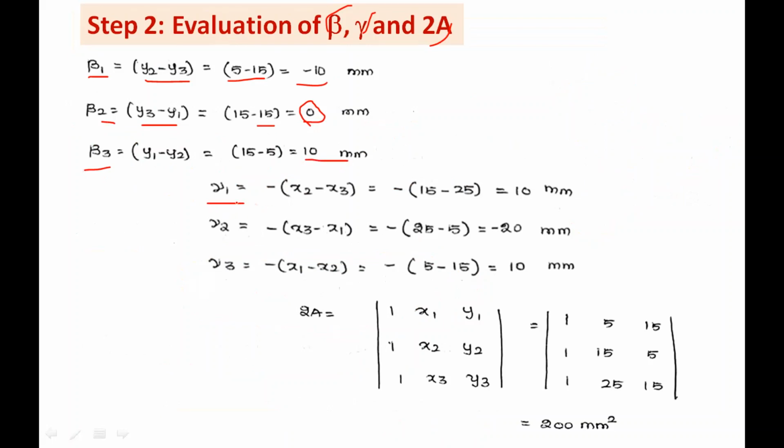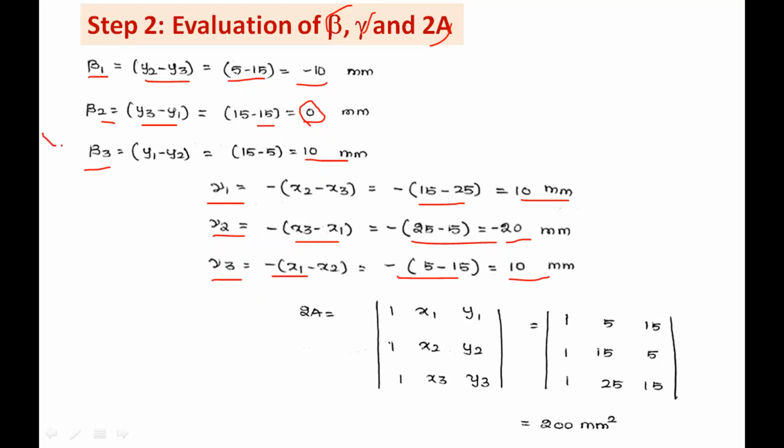Gamma 1, what is the expression for gamma? Gamma i is equal to minus of xj minus xk. You have to remember this. So gamma 1 is equal to minus of x2 minus x3. Then substitute the coordinate value, we are getting 10 mm. Gamma 2 is minus of x3 minus x1. Then substituting the value, we are getting minus 20 mm. Gamma 3 is minus of x1 minus x2. Then substituting the value, we will get gamma 3 as 10 mm.